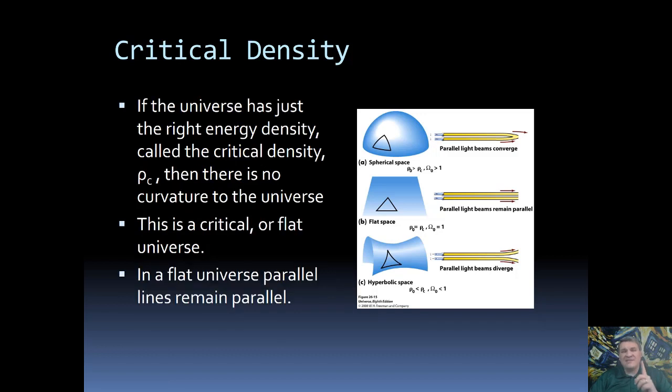Now we have one last possibility. If the energy density is exactly right, this is what we refer to as the critical density. If the universe has exactly the critical density, then lines that begin parallel will always remain parallel, just like on a flat sheet of paper. So this is known as a critical or a flat universe.